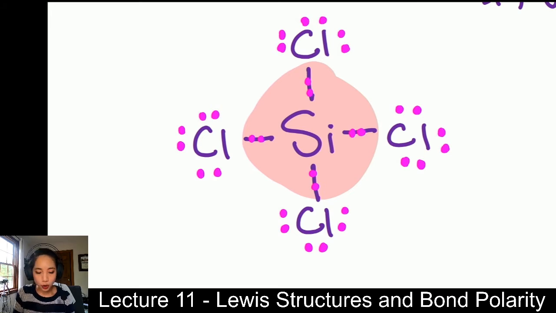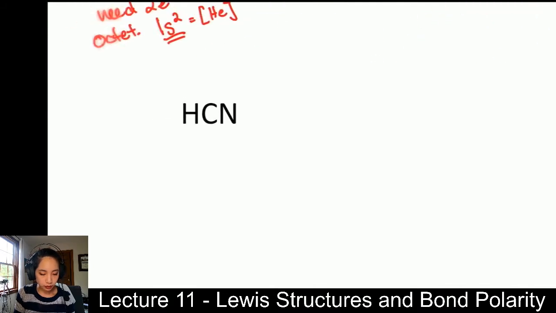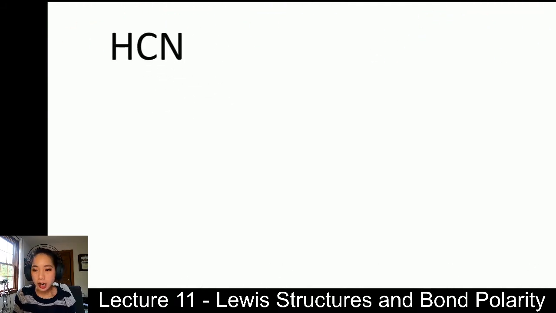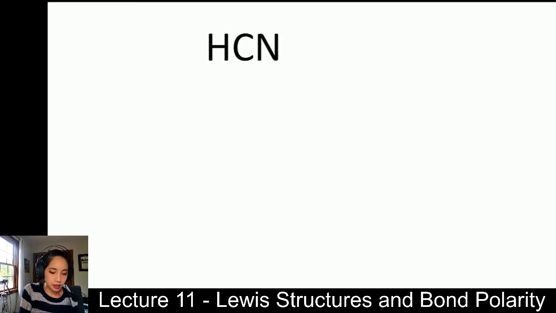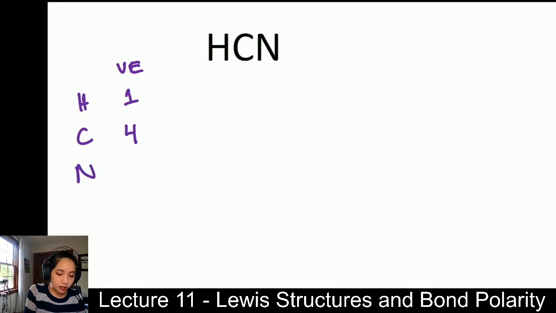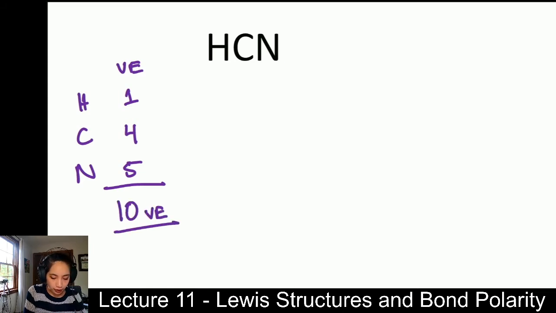All right, let's move on to one more example of doing Lewis structures. So here I have a molecule HCN. I'm going to start this the same way. I'm going to count up valence electrons on all the atoms. On hydrogen, there's 1 valence electron. On carbon, that's a 4A element, so there are 4 valence electrons. Nitrogen is a 5A element. Nitrogen has 5 valence electrons. So if you count all of those up, we need to place 10 valence electrons total. Okay, that's step 1. Step 2 is place the atoms down.